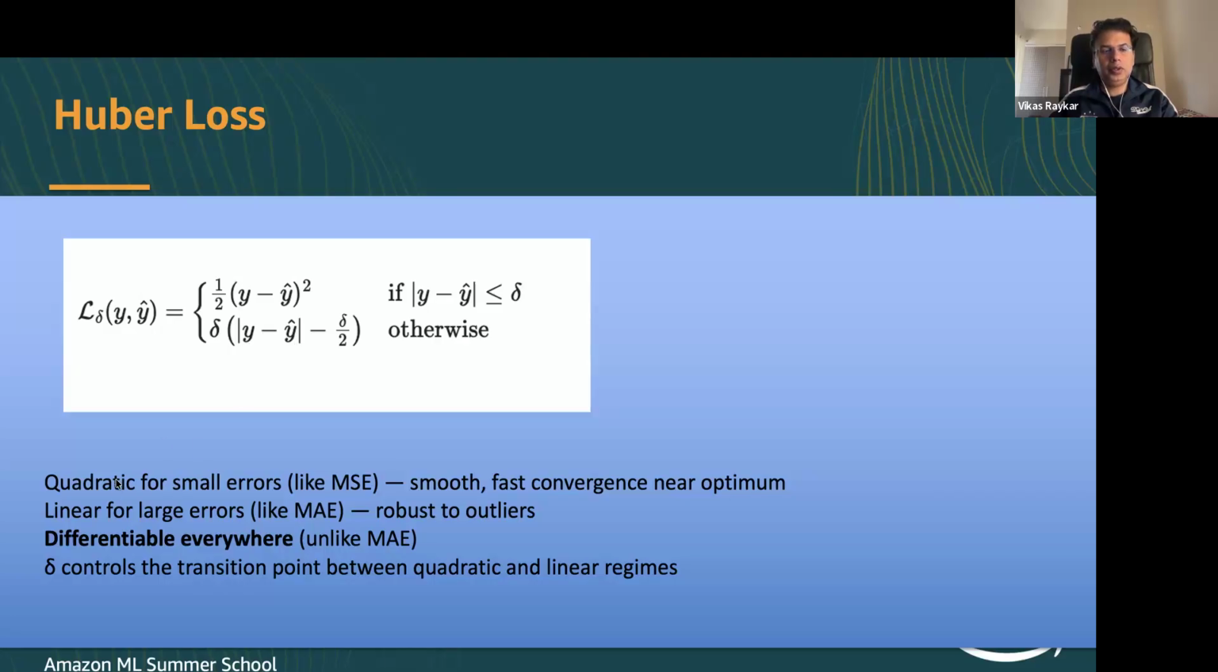You can see that for small errors, Huber loss is quadratic, ensuring smooth, fast convergence near the optimum. Whereas for large errors greater than delta, it behaves like MAE, where it is linear and robust to outliers. One reason Huber loss is preferred over MAE is that it gives you control over delta, and more importantly, it is differentiable everywhere. This delta controls the transition point between the quadratic and the linear regimes.